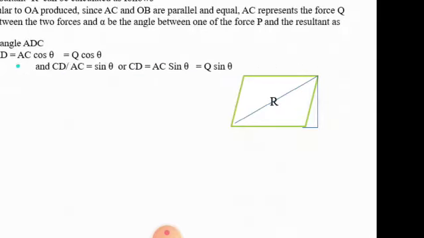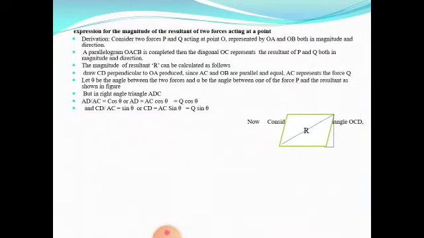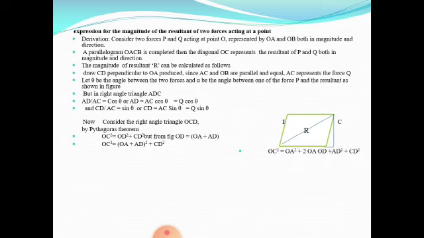In the right angle triangle OCD, OC square is equal to OD square plus CD square according to Pythagoras theorem. Here OD is equal to OA plus AD. Therefore OD square is OA plus AD whole square, it is in the form of (A plus B) whole square. Therefore (A plus B) whole square is equal to A square plus B square plus 2AB. Therefore OC square is equal to OA square plus AD square plus 2 OA into AD plus CD square.